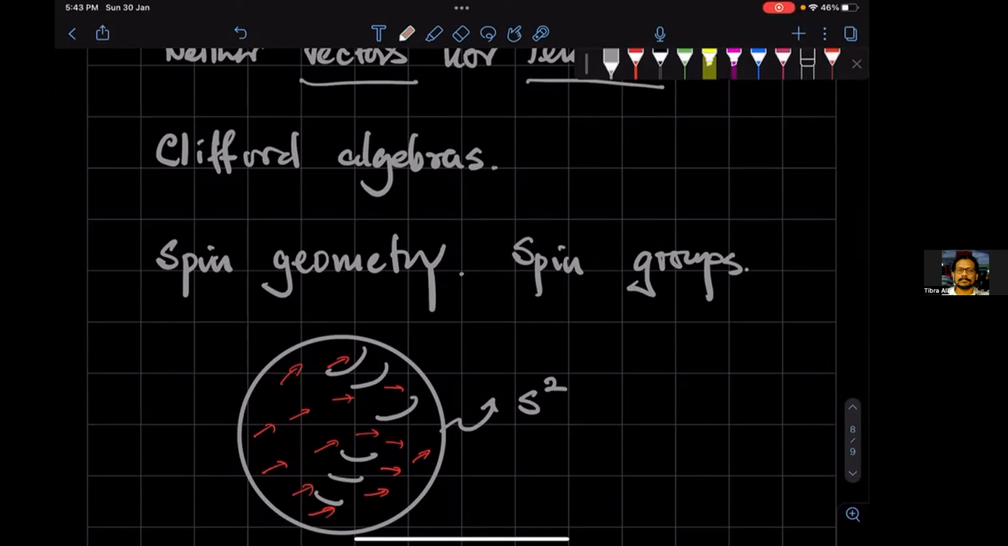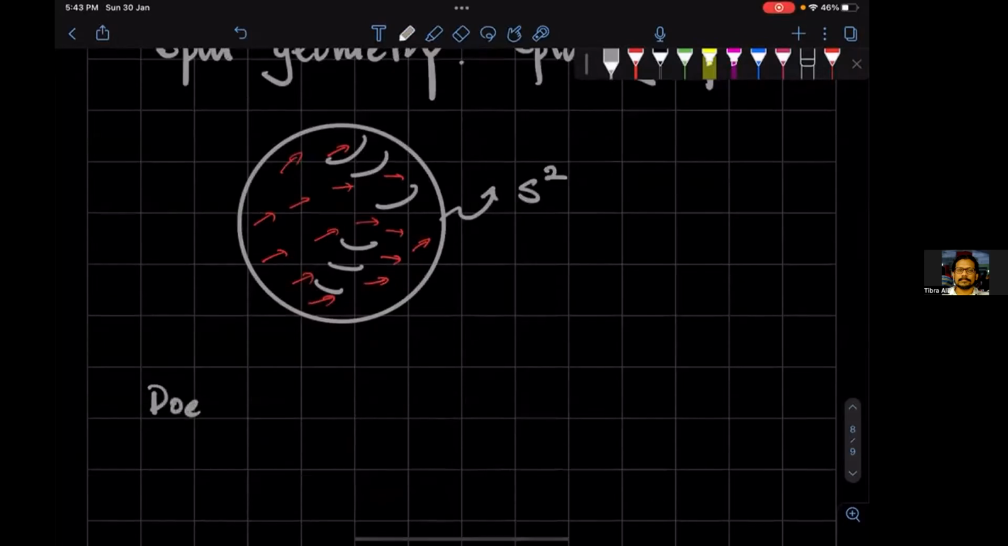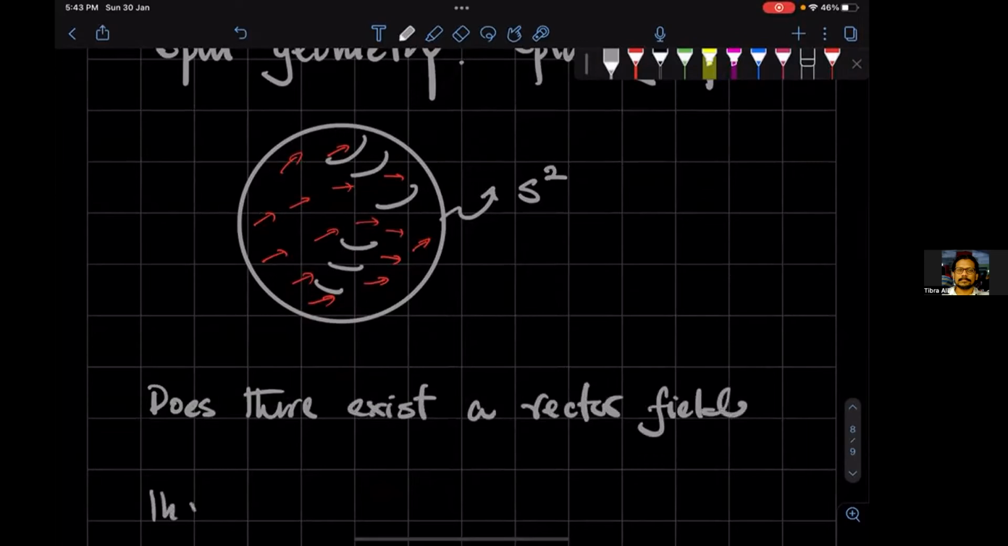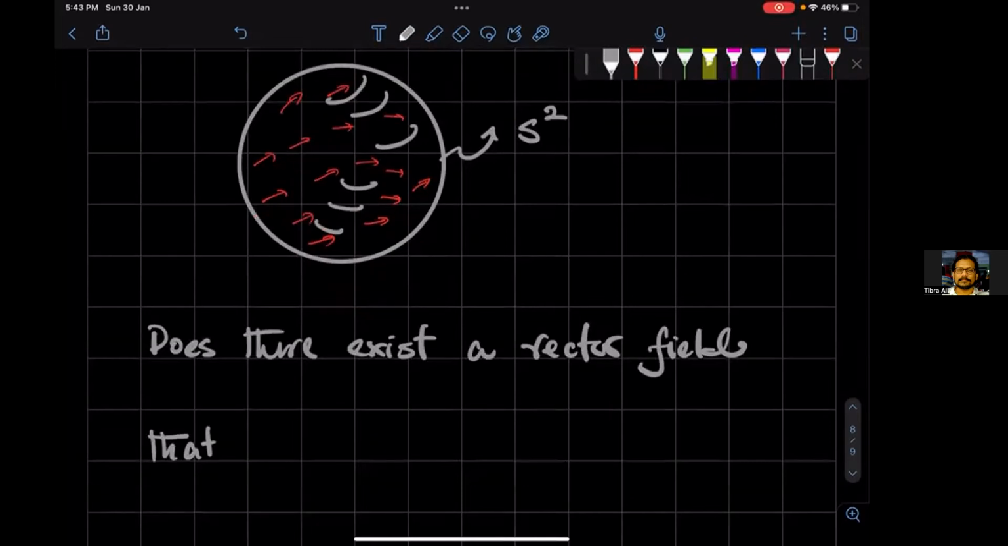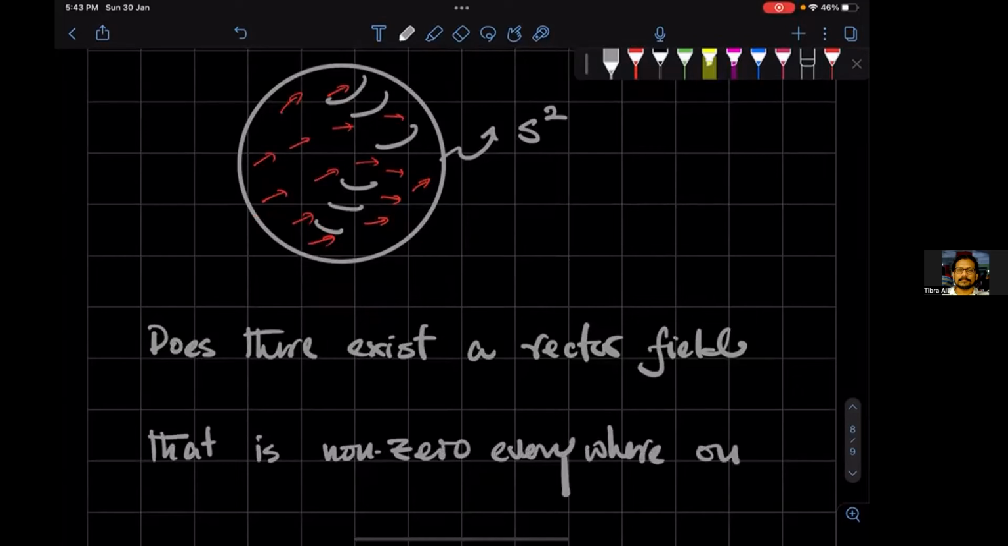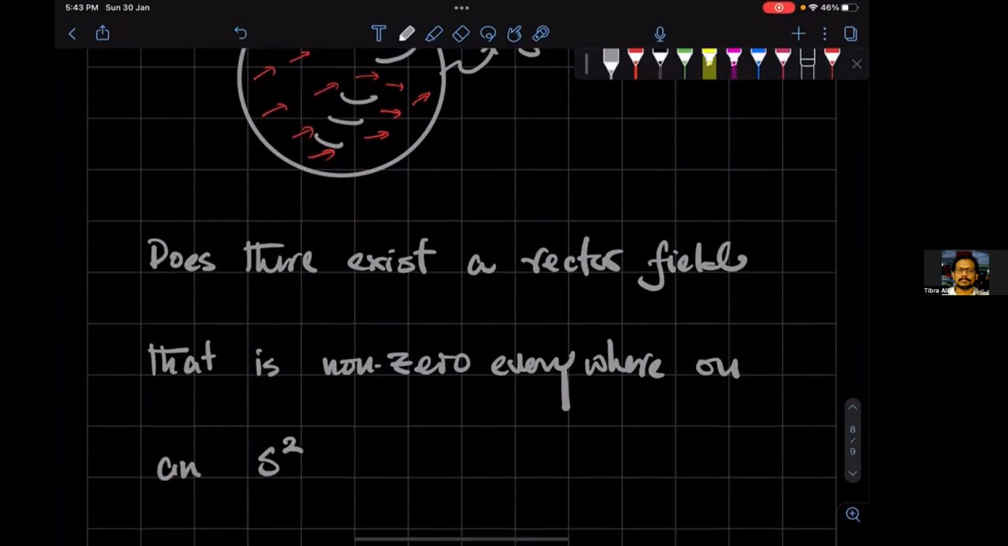Should I write down the question? Let me write it down. Does there exist... this is not exactly a spinor, but it's related to something I'm going to say about spinors. Does there exist a vector field? What is a vector field? A vector field is just a bunch of small arrows on a manifold at every point, which change smoothly. Does there exist a vector field that is non-zero everywhere on a two sphere? What do you think the answer is?